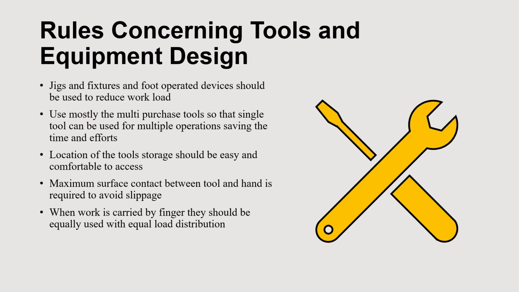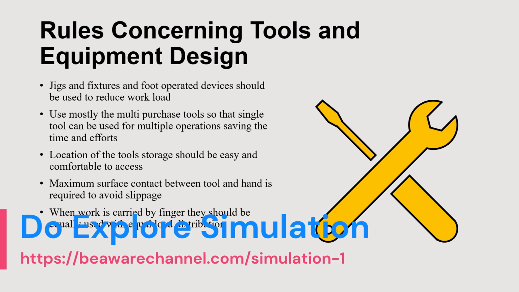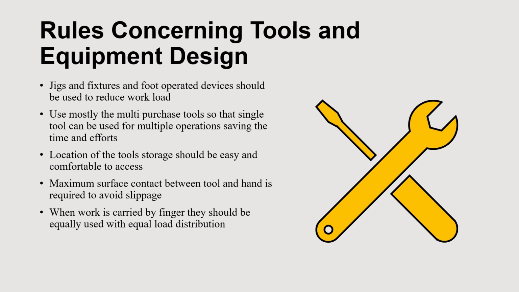So now let us look at the rules concerning the tools and the equipment design. Tools and equipment are very important and crucial for the operator when he is working on the factory line, because those are his friends, and because of them his body parts are strained less and it is less time consuming, while higher productivity and accuracy can be obtained by using tools and equipment.